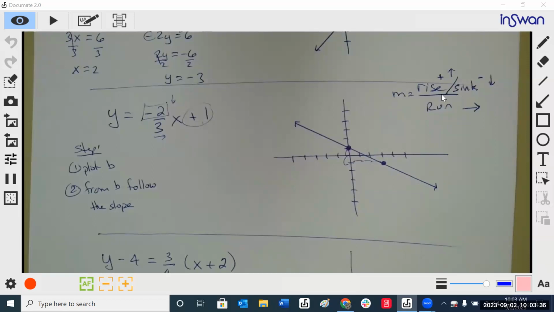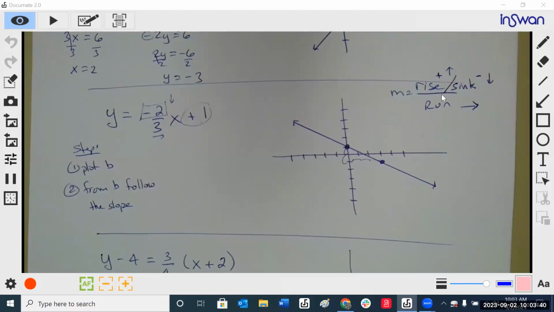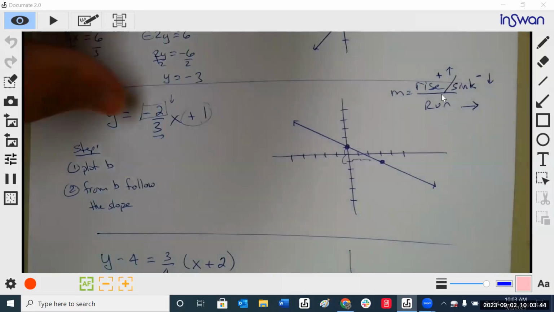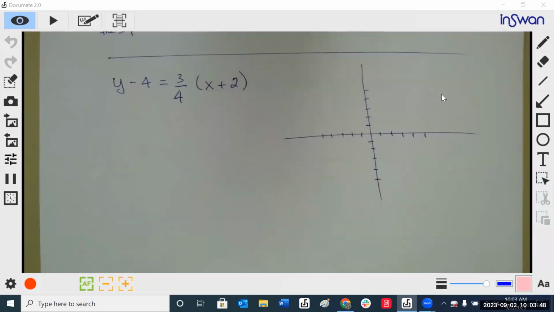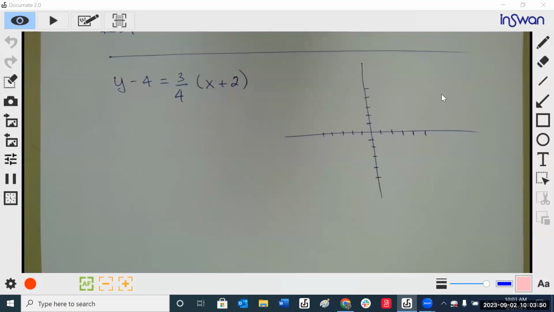It tells us the relationship between each of the points of the line. Now, the third one is a little bit more complex. What form is this? It's the point-slope form.